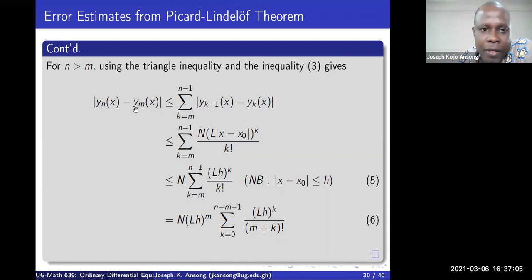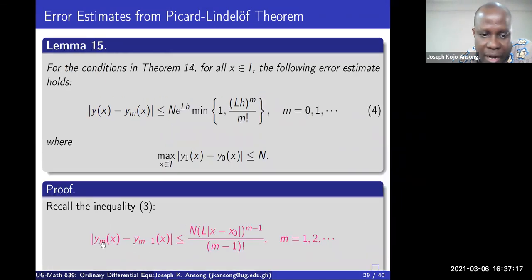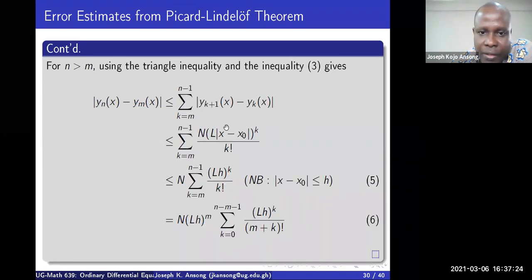So this is less than or equal to that, but remember the inequality says that this absolute value here is less than or equal to this. If you replace m with, I think, k plus 1, you should get this. So you can plug it in and this is less than or equal to that. But once again, we know that the absolute value of x minus x naught is less than or equal to h. So that gives us this. All right, good.